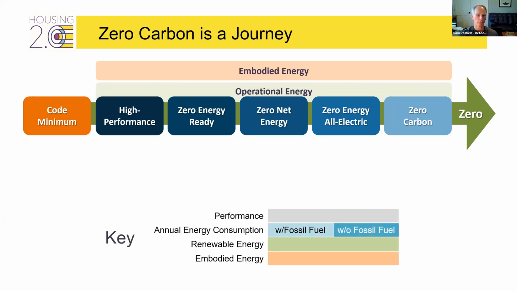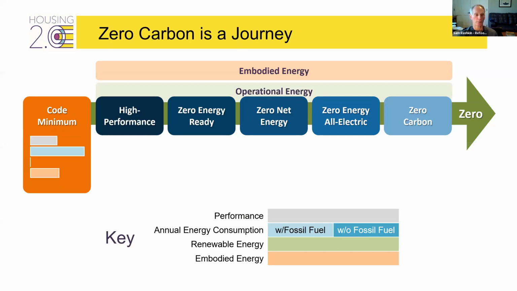And I'm going to lay it out for you by showing a comparison of performance, water control, comfort systems, and air quality, all those things that we do for performance. What's the resulting energy consumption with and without fossil fuel? And that will be blue bars versus the gray for performance. And renewable energy is a green bar, and embodied energy is the orange bar.